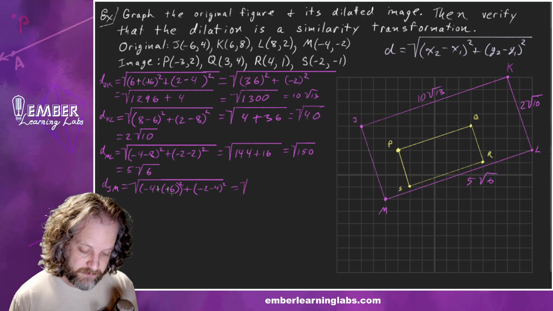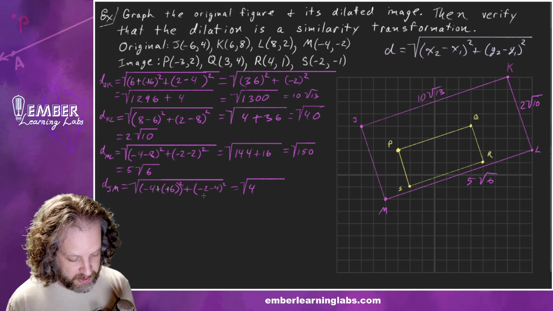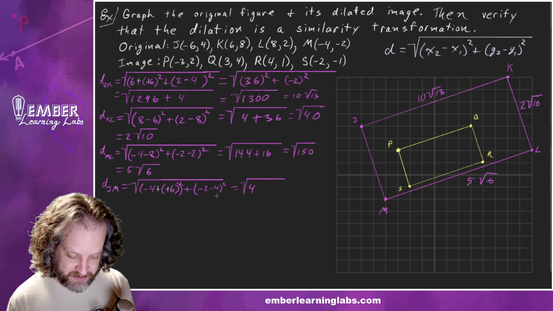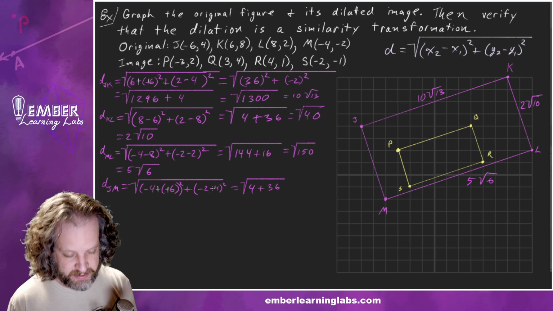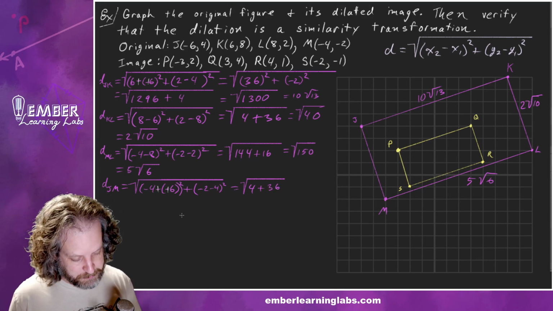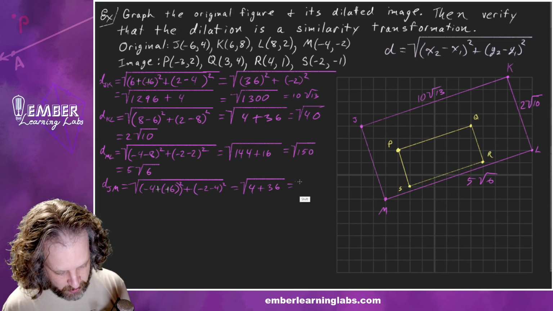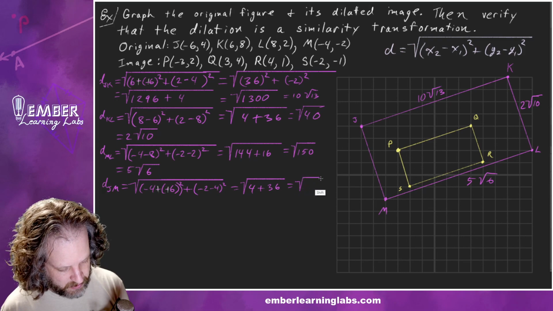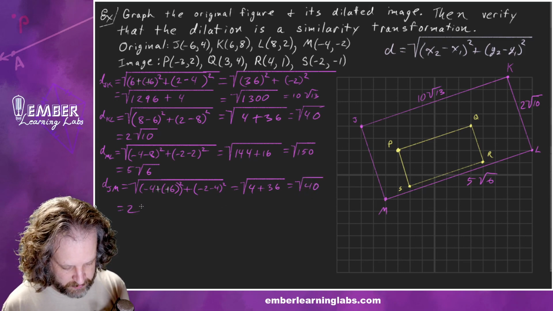So -4 plus 6 is 2. Squared is 4, right? Easy peasy. And then -2 minus 4 is 6. Squared is 36. So plus 36. It's actually -6, right? But negative times a negative is positive, so it works out. That equals the square root of 40, which we already said and proved equals 2 times the square root of 10.